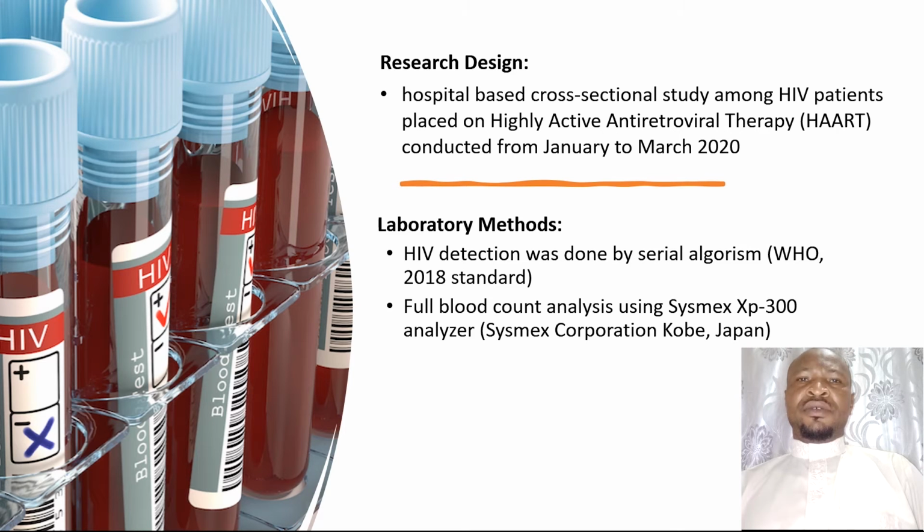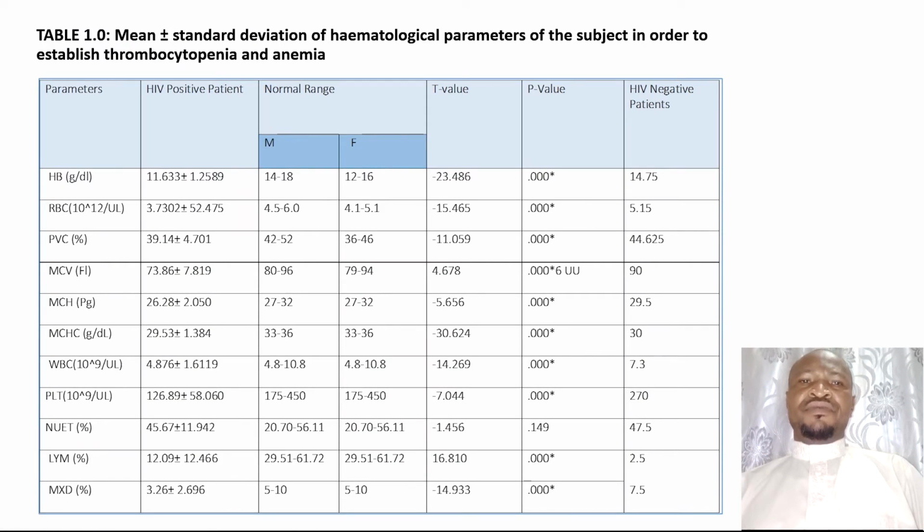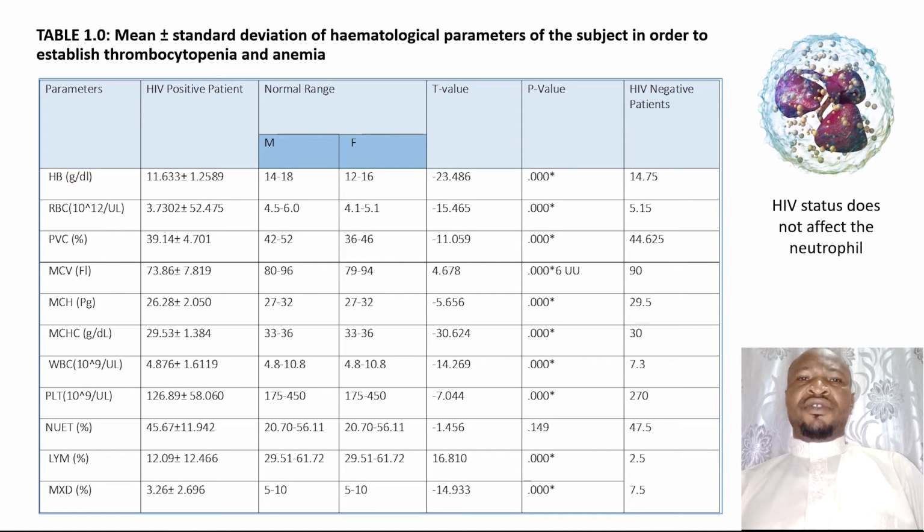Laboratory methods include HIV detection using a serial algorithm according to the World Health Organization and full blood count analysis using Sysmex SP300 analyzer. The results are indicated here in the table. The mean and standard deviation of hematological parameters of the subjects, in order of establishing thrombocytopenia and anemia, indicated that HIV-positive patients are prone to thrombocytopenia and anemia, except that being HIV-positive or negative does not affect the neutrophils.